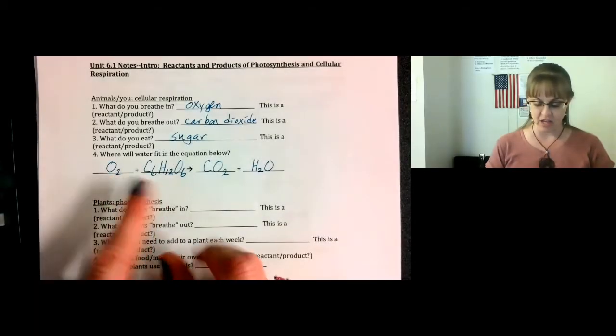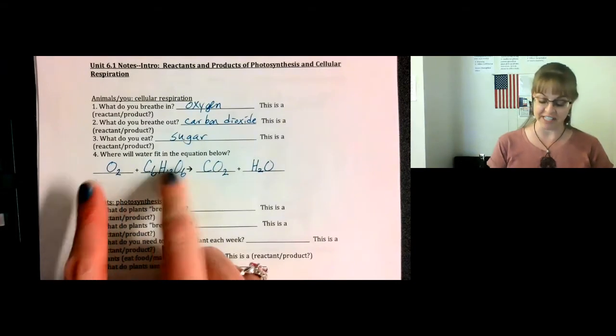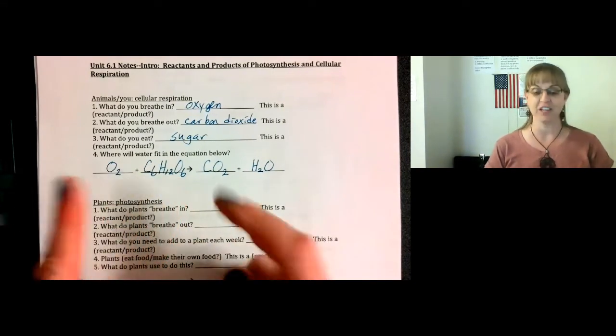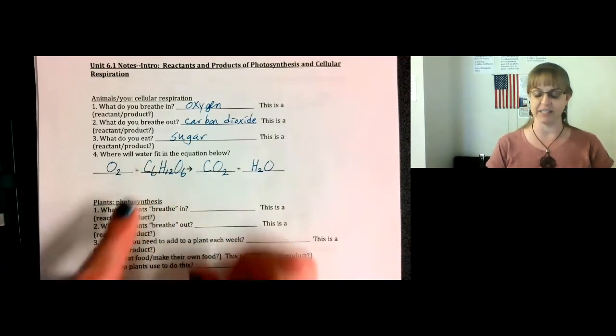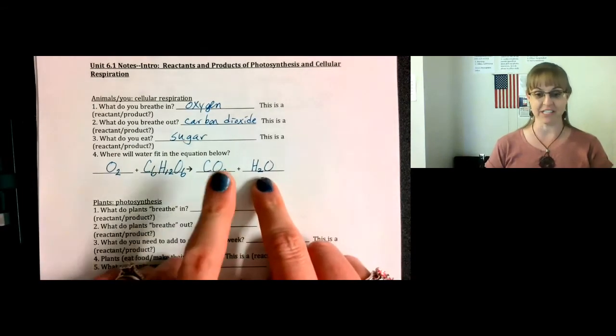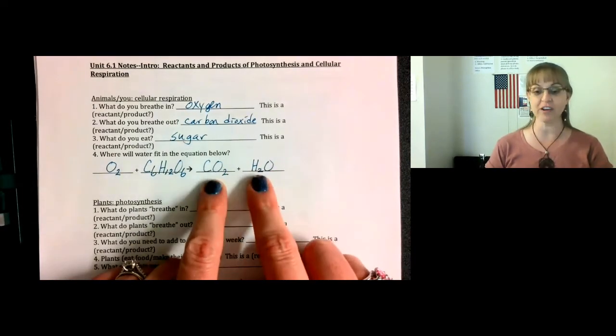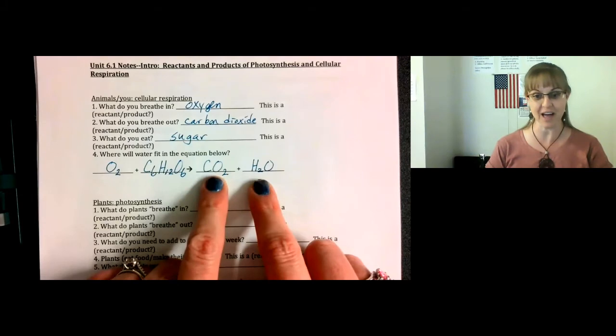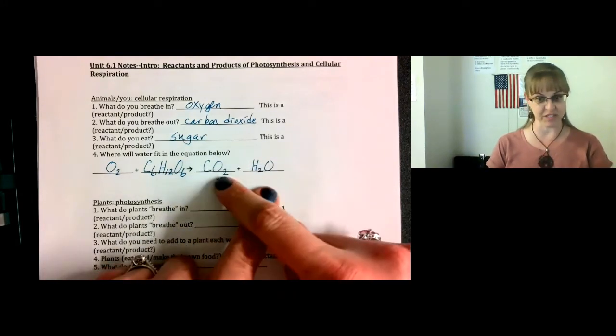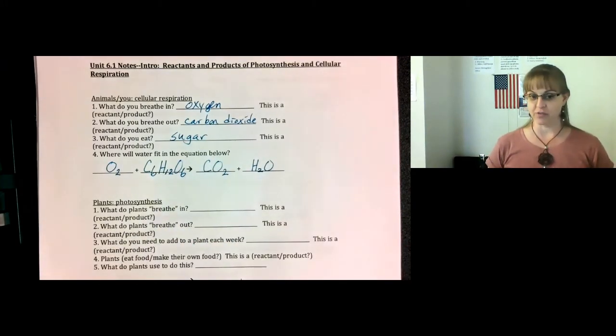By the way, oxygen plus sugar is the same thing as sugar plus oxygen, so you can switch your reactants. The same with your products. Carbon dioxide plus water is the same thing as water plus carbon dioxide, so these may also be switched. Just remember, you breathe in oxygen and you eat sugar. You breathe out carbon dioxide and you have room left for water on the product side.